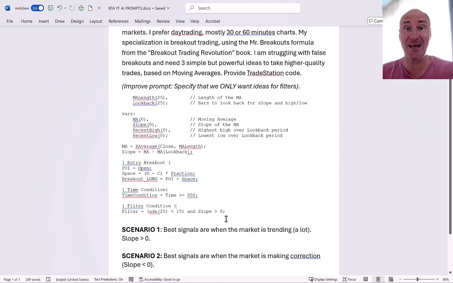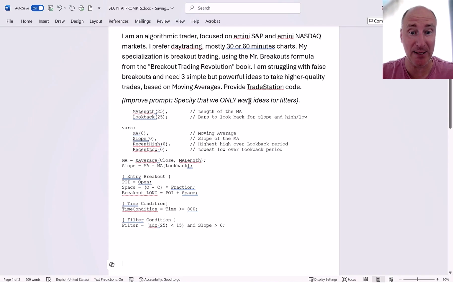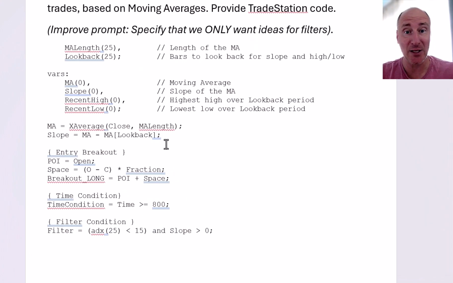Well, it's nothing fancy, but it is also something I never thought about and something that really could be a super powerful filter for everyone, especially if you trade indexes like E-mini NASDAQ or E-mini S&P. The filter that Grok suggested is basically moving average slope.